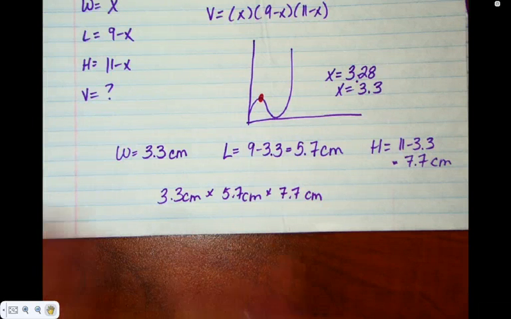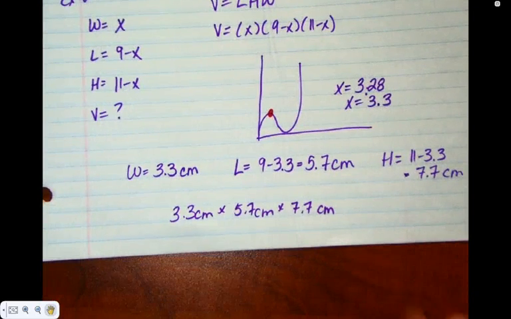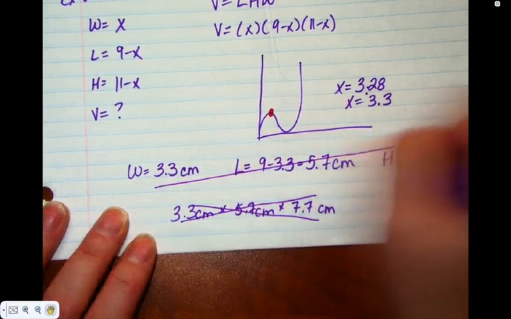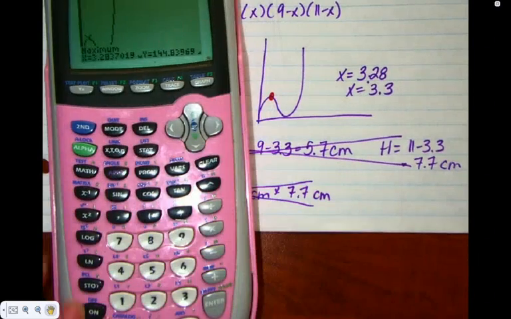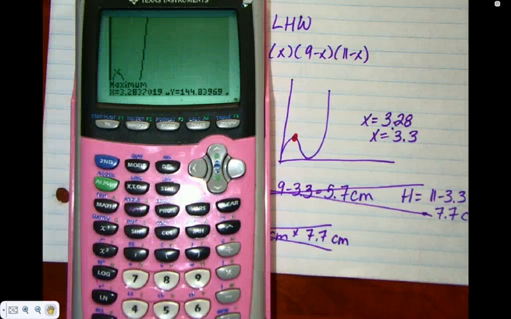No, it's what are the new dimensions, and we tend to give them all as a string like that, just like I did up here. Oh, it wants the max volume. Sorry, I wasn't reading the question. I need to go back to the calculator. That's the x that gives us the max volume, but what's the max volume? It's the y value.